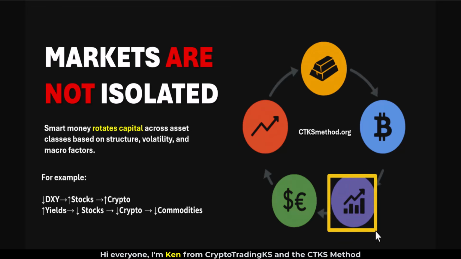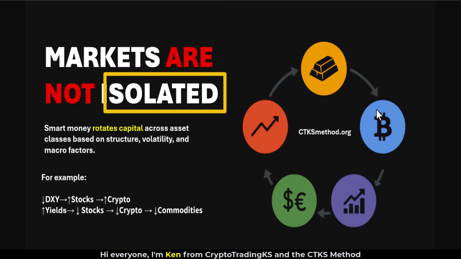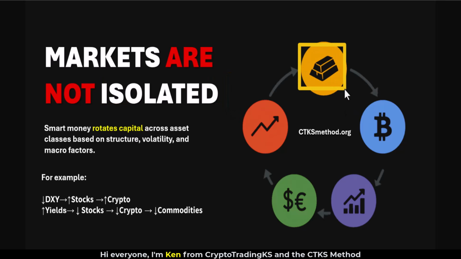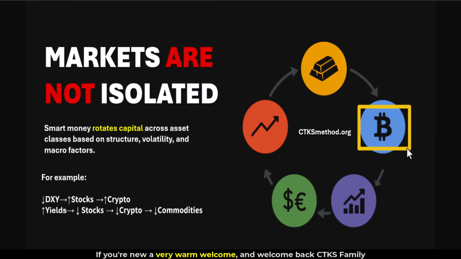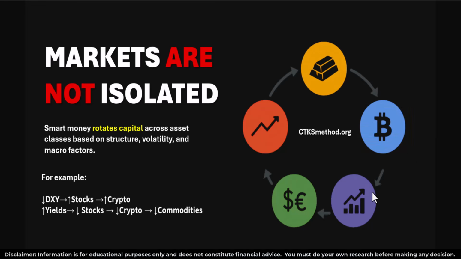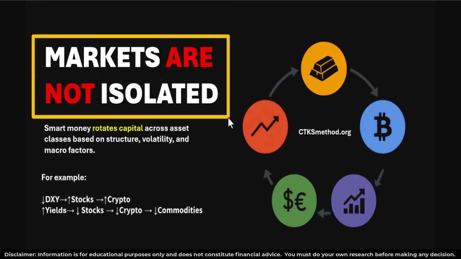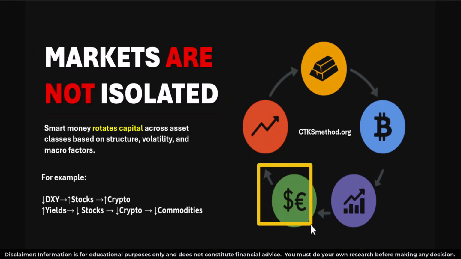When people start trading and investing, they think that all markets are absolutely isolated. They think, for example, that gold and silver are just dependent on gold and silver, that random cryptos just exist in complete isolation, that random stocks have nothing to do with major market indexes. This couldn't be absolutely further from the truth. Markets are not isolated. Smart money rotates capital across asset classes based on structure, volatility, and macro factors.